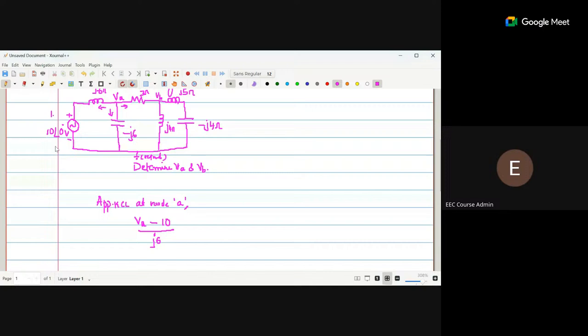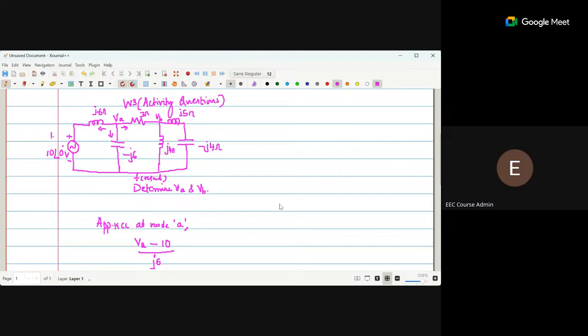Suppose here you had an angle, then you need to make it complex, in rectangular form, so that you will have everything in uniform representation. So 10 angle zero, I am taking it as directly 10. And then tell me, what is the current through the capacitor, this one?